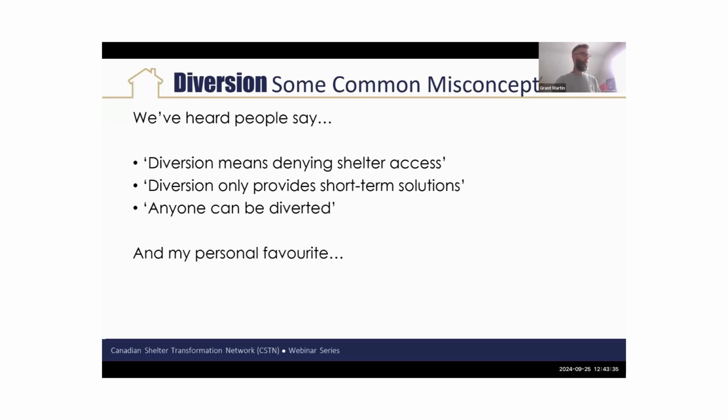And my personal favorite, diversion is only about finding housing. That's a misconception where the idea is that diversion is solely focused on finding alternative housing options, when the reality is that diversion is a holistic approach that addresses the underlying issues contributing to the housing crisis. So this can include things that I mentioned earlier, like mediation, financial assistance, connecting them to employment or mental health services. So it goes way beyond just finding housing, but also trying to address those factors that may have contributed to the loss of their previous housing experience.